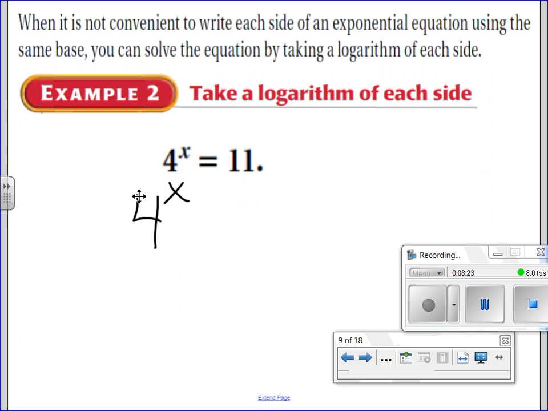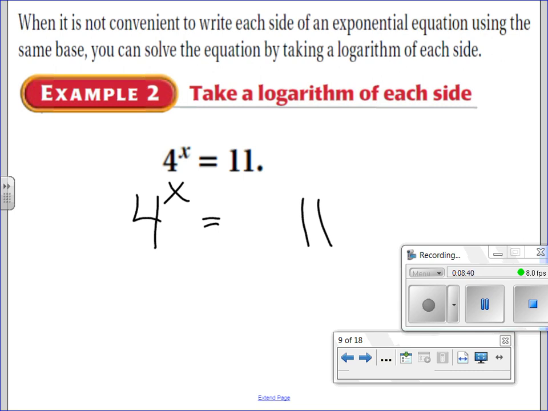So go ahead and write it in your notebook like this. 4 to the x equals, leave a blank space, and then write the 11. I want you to leave the blank space, because we're going to be putting something there. Any guesses? A logarithm! You guys are smart. You're good at guessing what we're doing next.